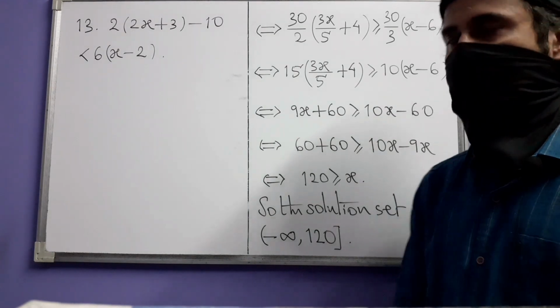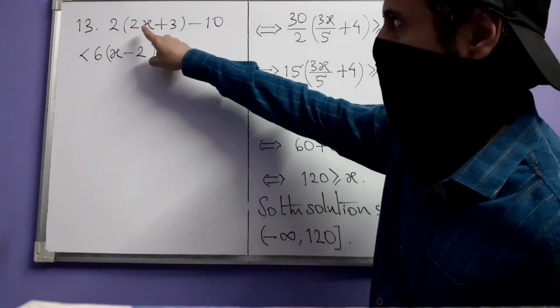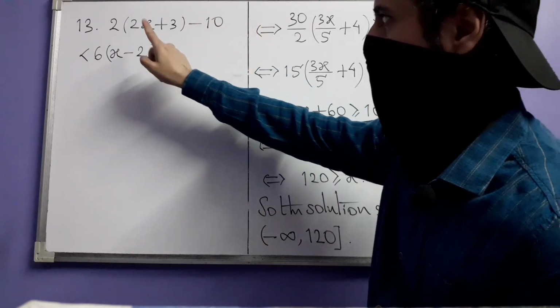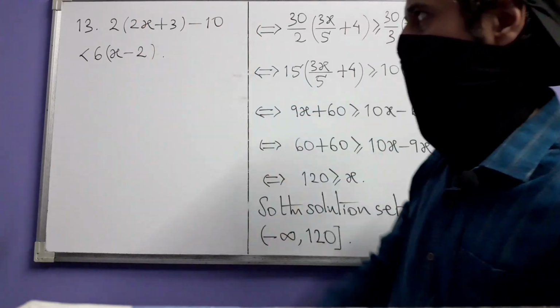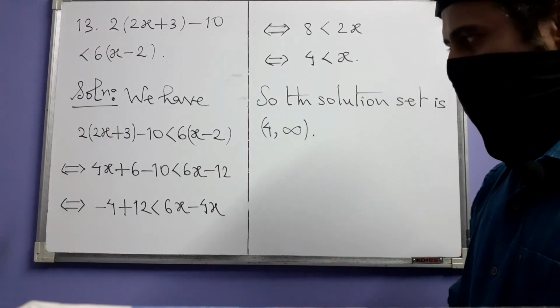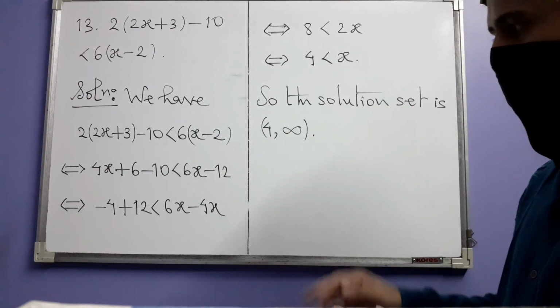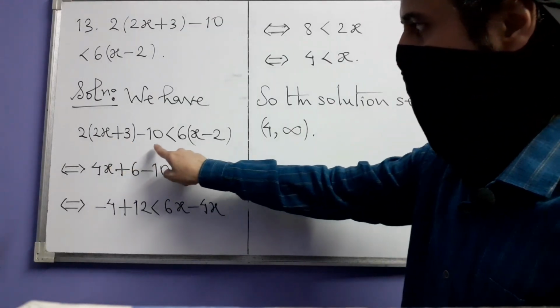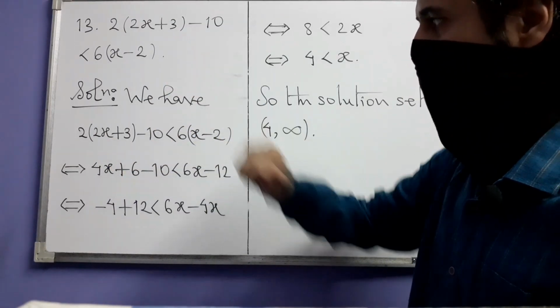Next, number 13, where the inequality is 2 times (2x plus 3) minus 10 is less than 6 times (x minus 2). So this one is very easy. There is no twist or anything. You do not even have to multiply by anything. So you just simply simplify the left hand side.